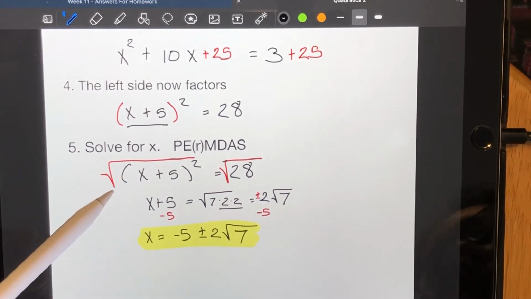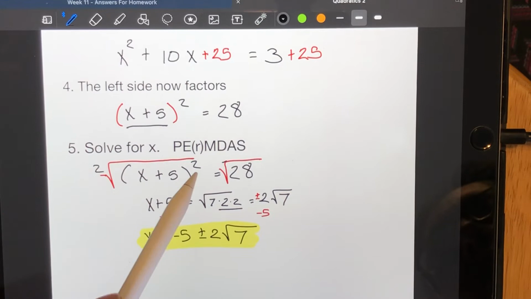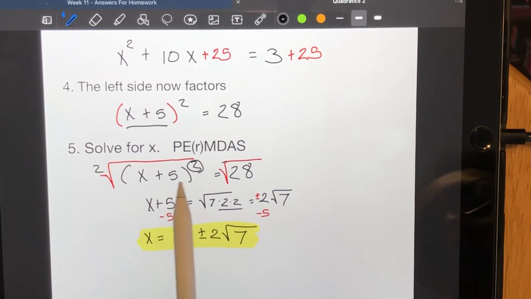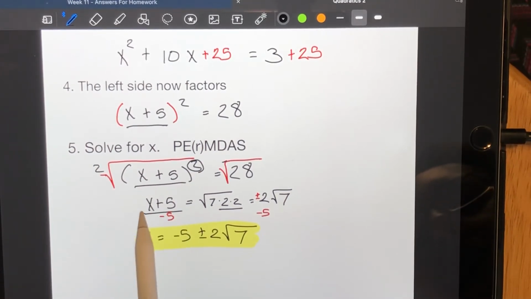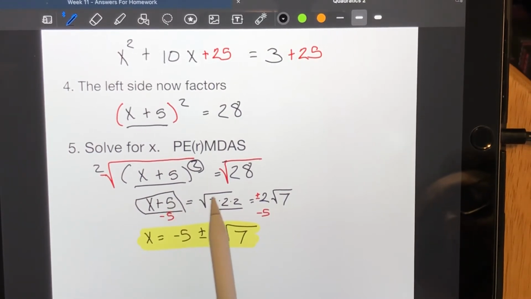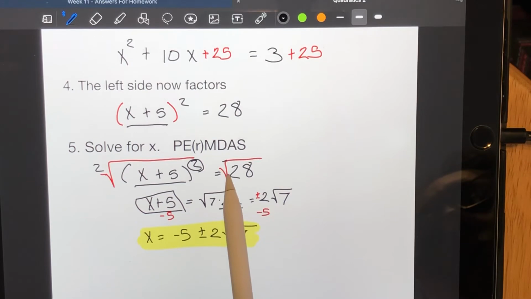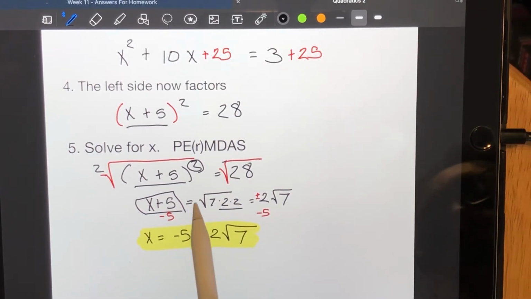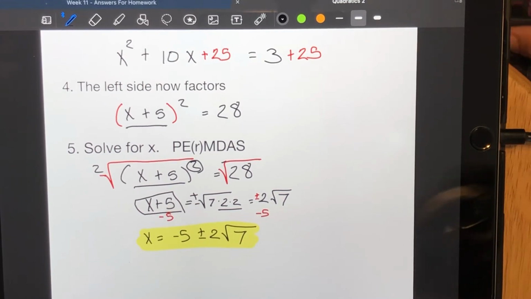When I take the square root of the left side, I'm simply left with my base. So I have my entire base left over. On the right side, I just took the square root of a number that wasn't squared in the first place. So I need to have a plus or minus value there.